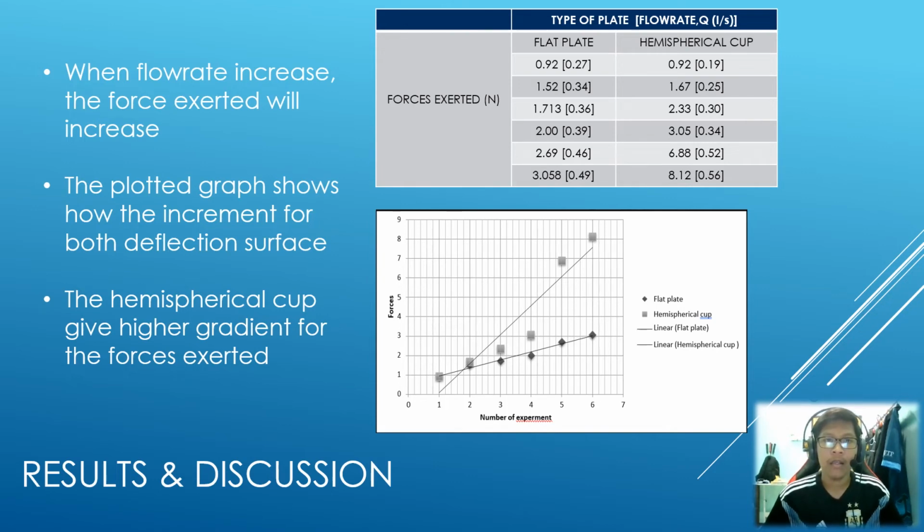So when the flow rate is increased, as we can see from this table, the force exerted will also increase. And the plotted graph shows the increment for both deflection surfaces, although we use two different surfaces. And we can see that the hemispherical cup gives a higher gradient for the forces exerted.